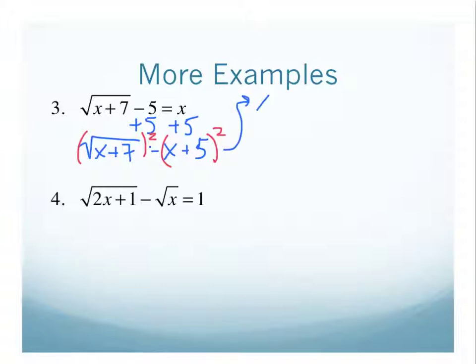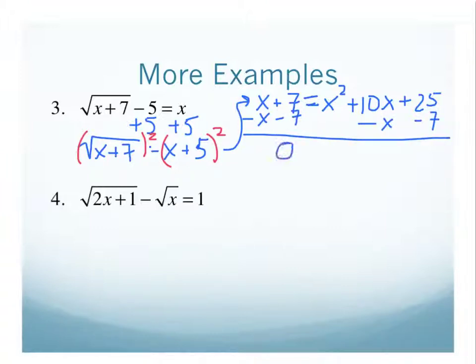So let's come up here. When we square the radical, we just get x plus 7. But when we square the x plus 5, we're going to get x squared plus 10x plus 25. And yes, that means we're going to probably have to do some factoring here. So let's subtract the x and the 7, lining it up under the like terms. And what does that give me? A 0 there, and an x squared plus 9x plus 18. And that is factorable.